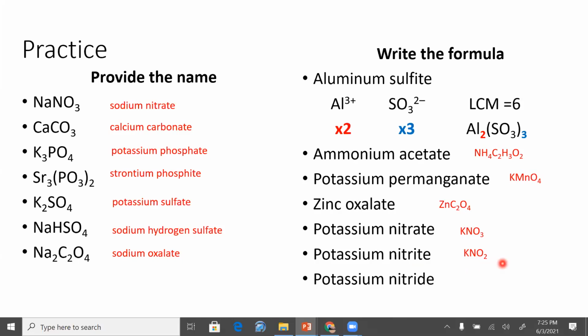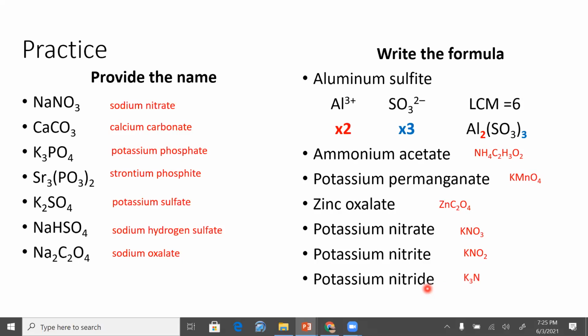Okay. One more. This is a little bit of a trick. It's not polyatomic. It ends in IDE. That means it's like the first group we talked about. Think about what nitride would have to be. It's a nitrogen ion. Look on your periodic table, see if you can figure out what the charge on a nitride ion would be. And then see if you can write the formula for potassium nitride.